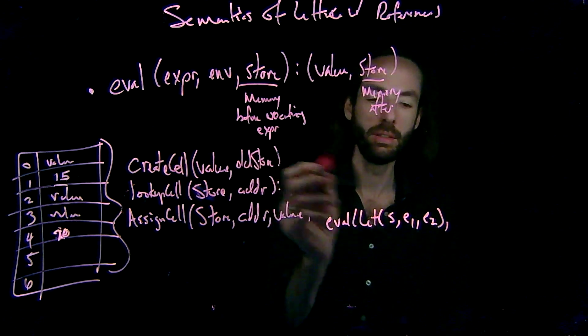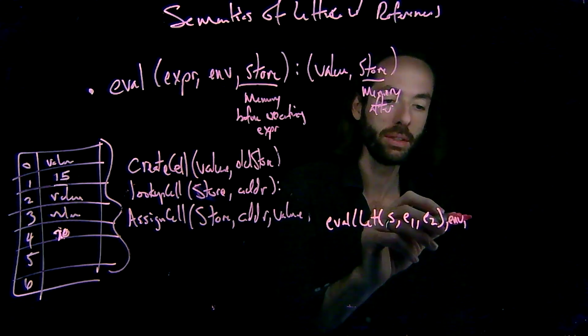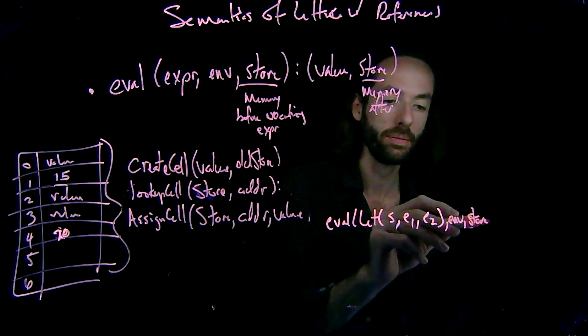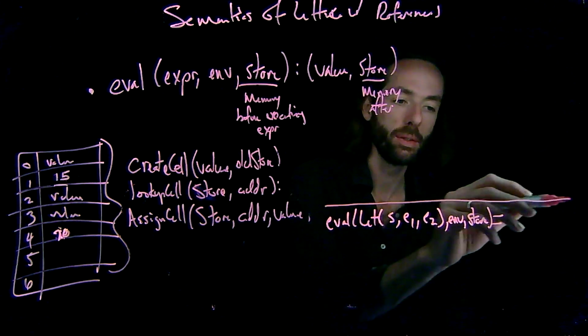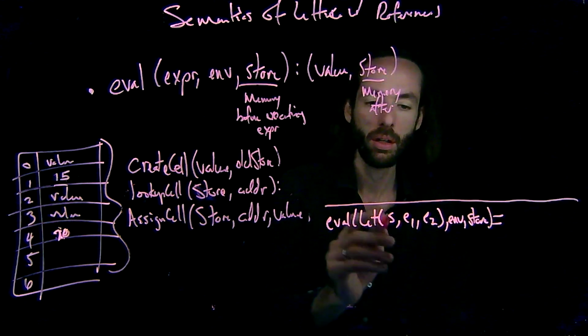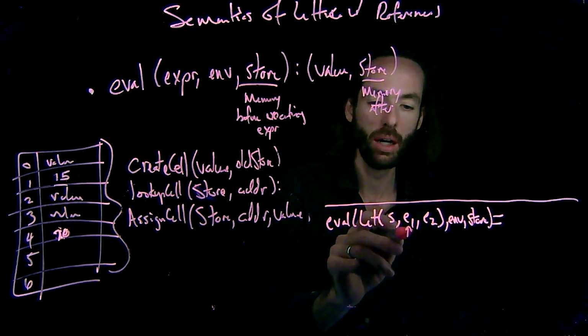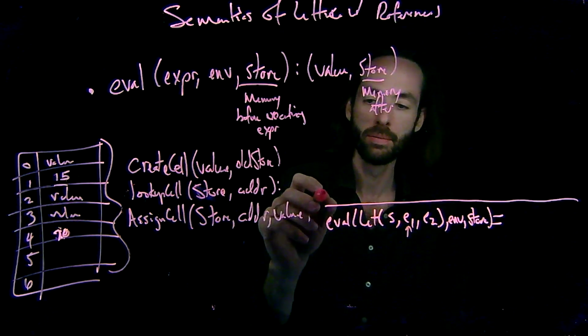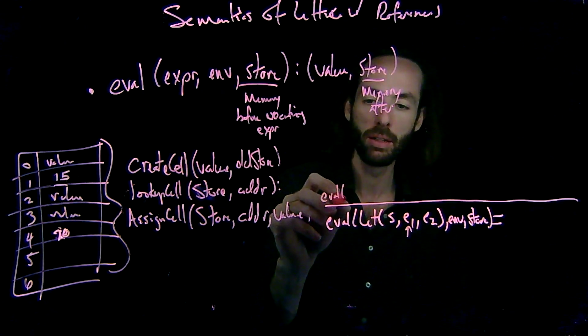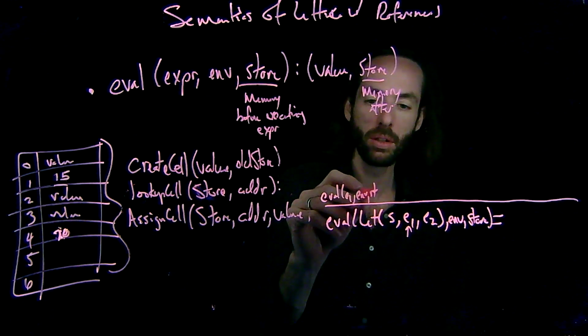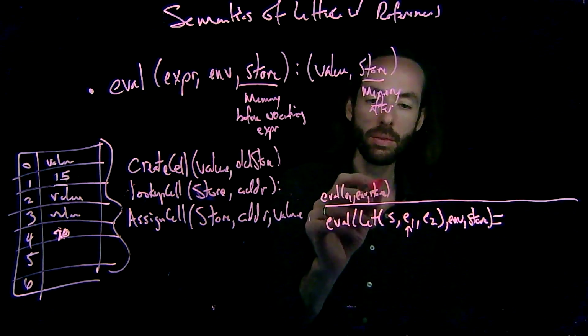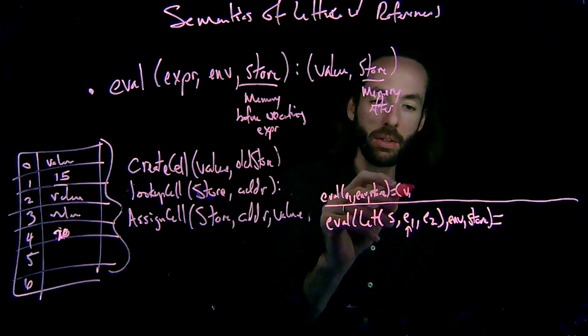And this is going to need to be evaluated under an environment and with the local store. We want that to equal something. So what do we have to go through? Well, we're going to have to first evaluate e1, eval e1 under the environment and the store. That's going to give me some value v1 and a new store.